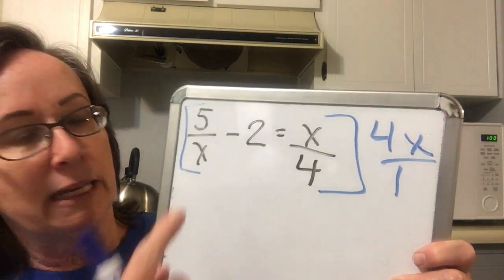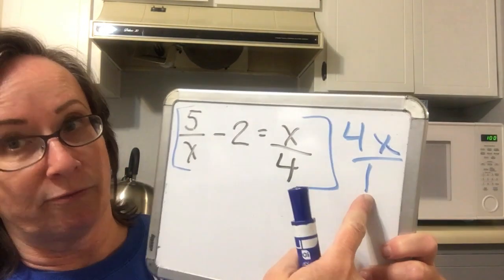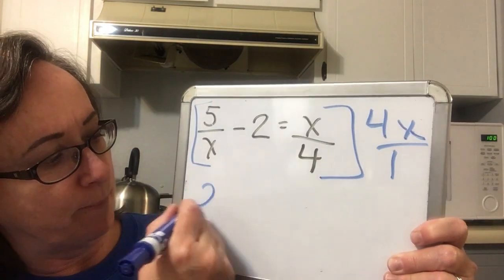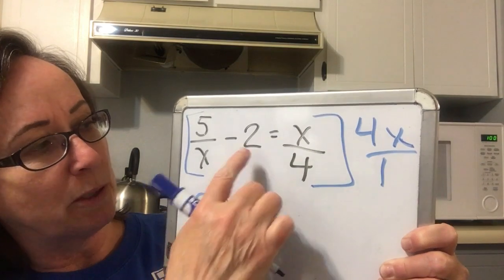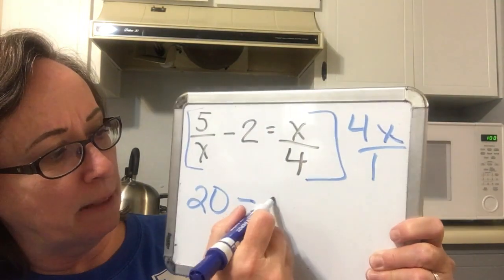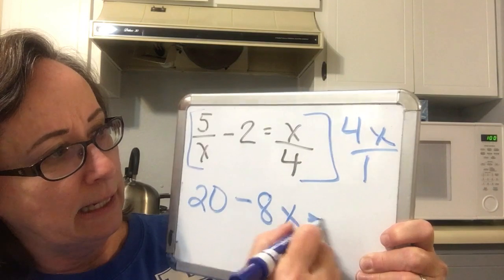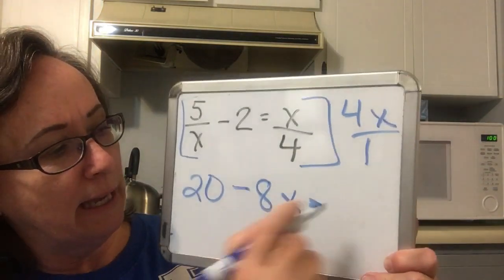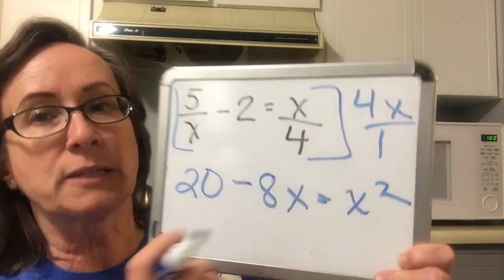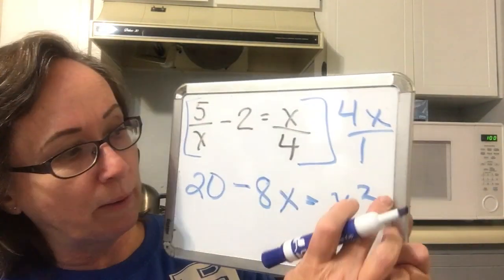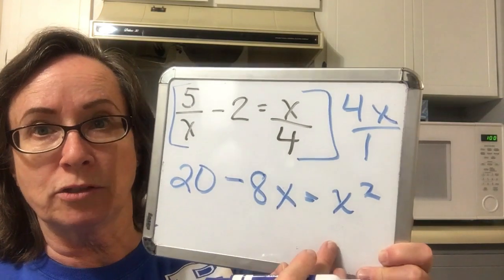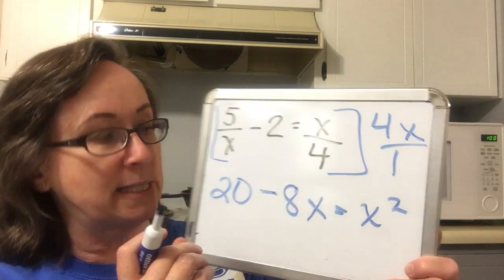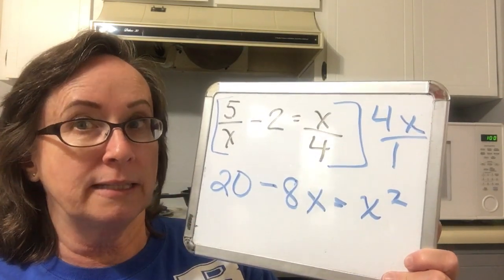Now, when I multiply 5 over x times 4x, I end up canceling out the x's and getting a 20. When I multiply 2 times 4x, I get a minus 8x. When I multiply x over 4 times 4x, the 4's will cancel, and I get an x squared. This one is quadratic because of the x squared. I should get 2 solutions. But this is not in a good form for me. I need to get everything on one side and a 0 on the other.